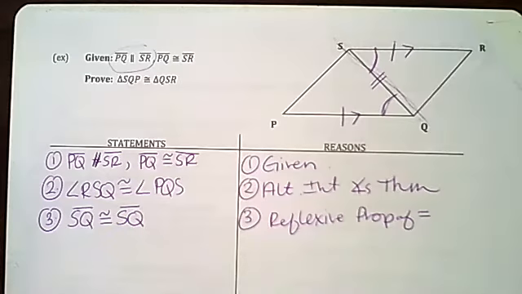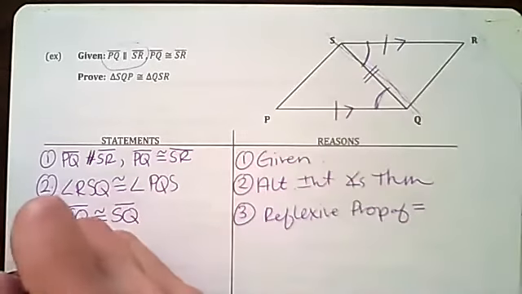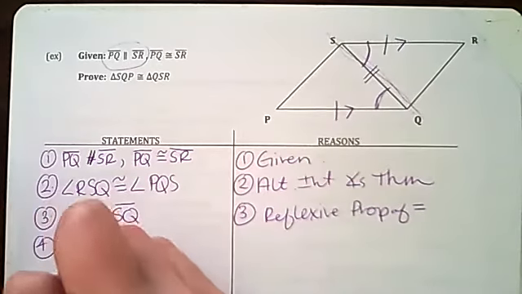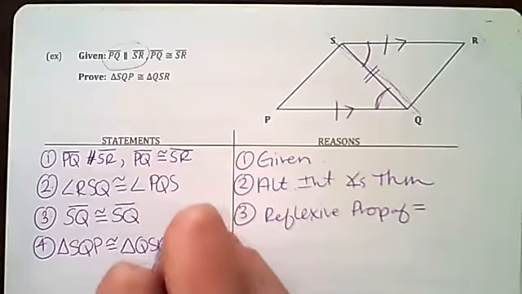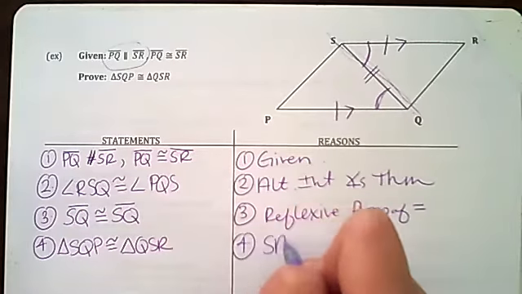What do we have marked in these two triangles? Good, Rachel. Side, angle, side. Good, and everyone else that's writing it too. Awesome. So side, angle, side. So now we're ready. We can say triangle SQP is congruent to triangle QSR, and it's side, angle, side.